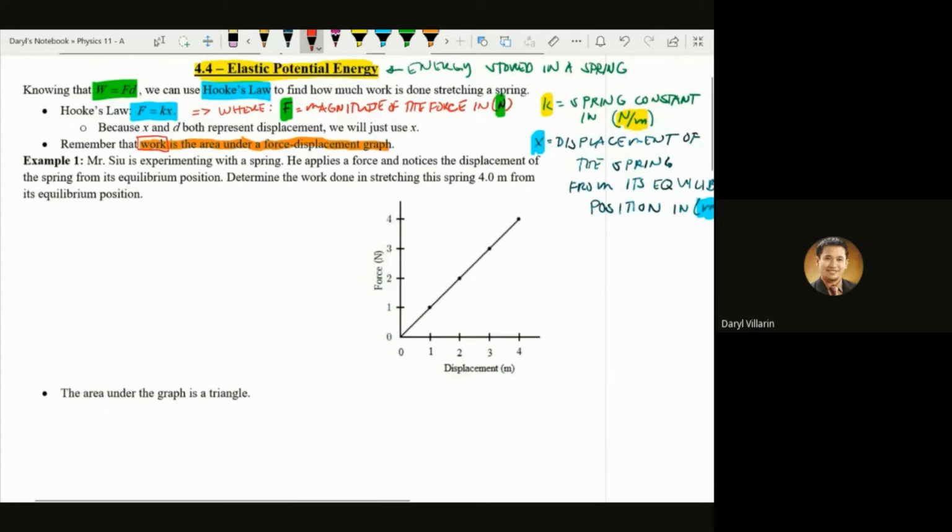First example: Mr. Su is experimenting with a spring. He applies a force and notices the displacement of the spring from its equilibrium position.